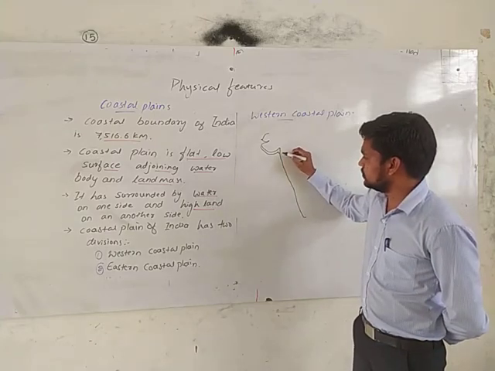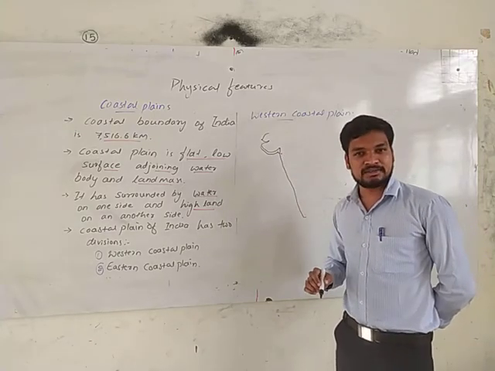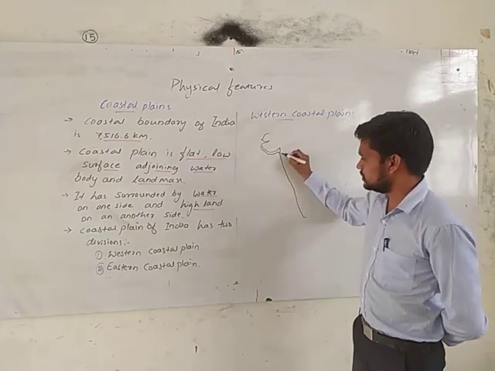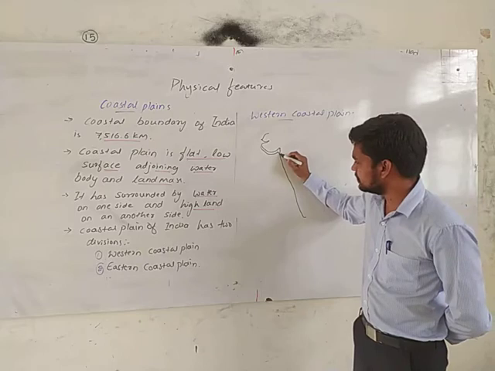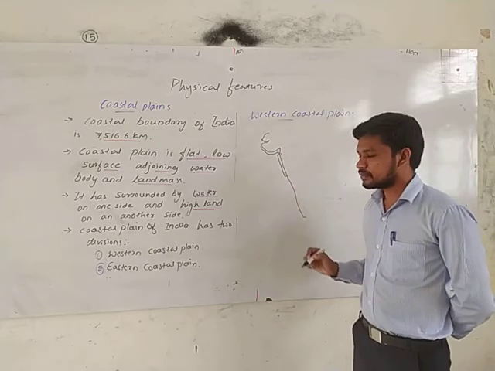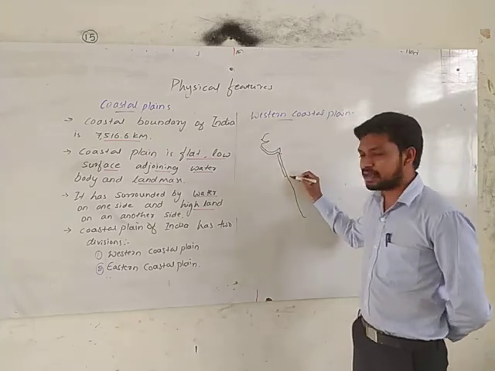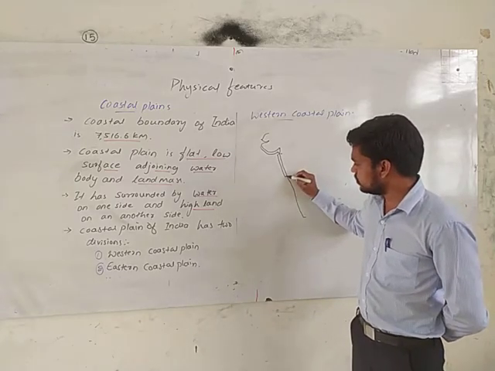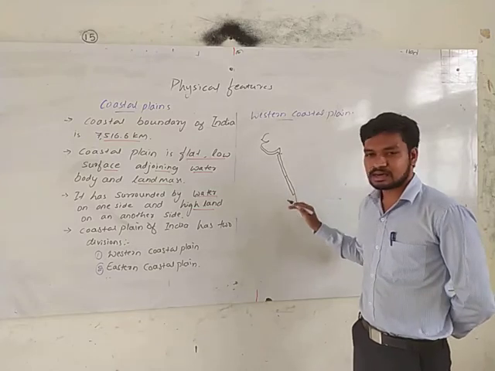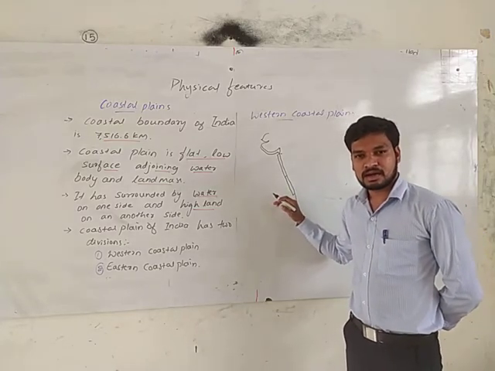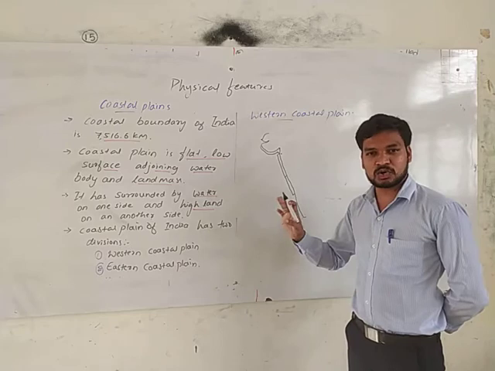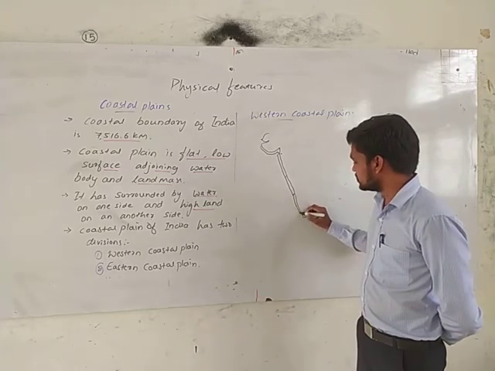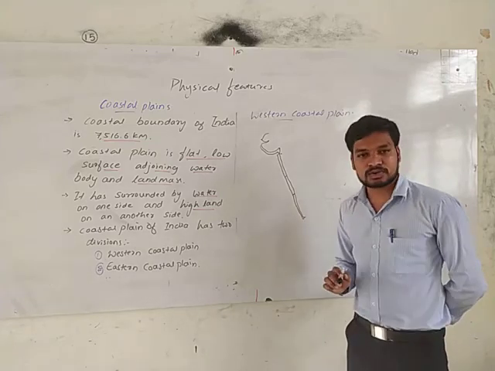From Diu, a place that is a Union Territory, we discussed that, Diu, Daman, Dadra and Nagar Haveli are Union Territories. From Diu towards Goa, what is the coastal plain called? It's called the Konkan coastal plain. From Goa to Mangaluru, we have the Kannada coastal plain. From Mangaluru towards Kanyakumari, the Malabar coastal plain.